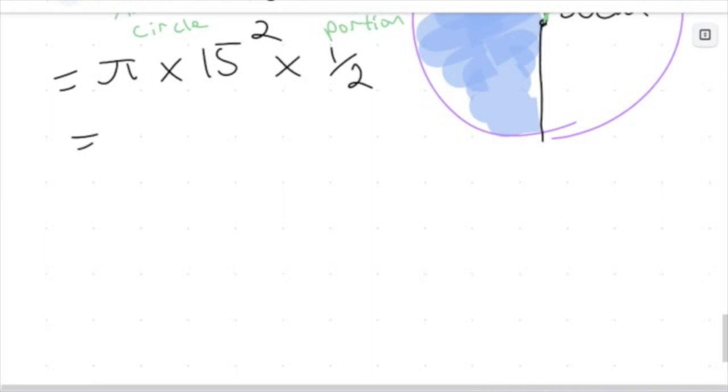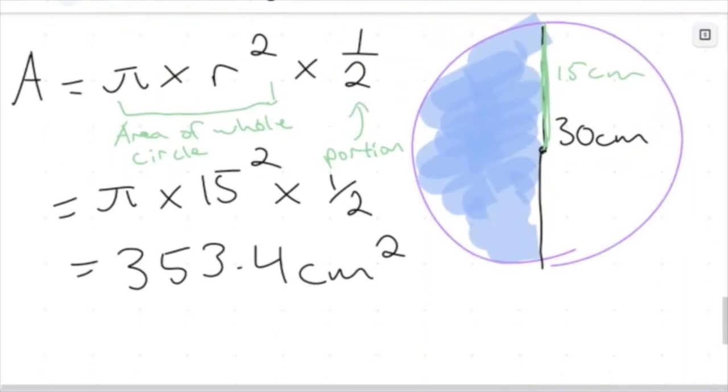And when I put it in my calculator, to one decimal point, let's say, that gives me 3.4 centimeters squared. That's my portion of this half of a circle. So this was kind of easy because we just looked at taking half of the circle.